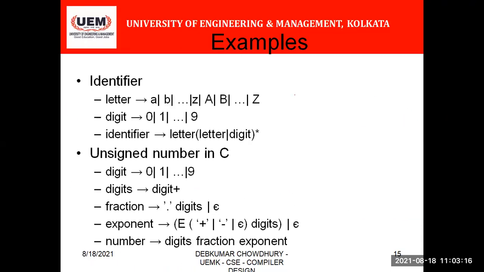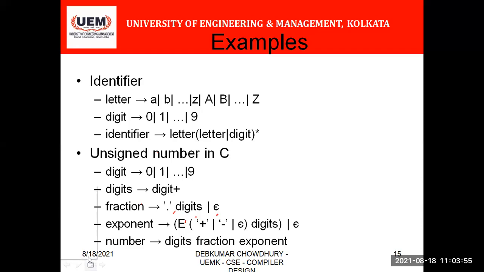Next, now how to generate an identifier when identifier is my token. The same thing is there. Letter can be a combination of small a to small z, or capital A to capital Z. Look at that, every capital or small letter is separated by an or symbol, so that I can claim that letter may be small a, letter may be small b, similarly letter may be capital A, letter may be capital Z.